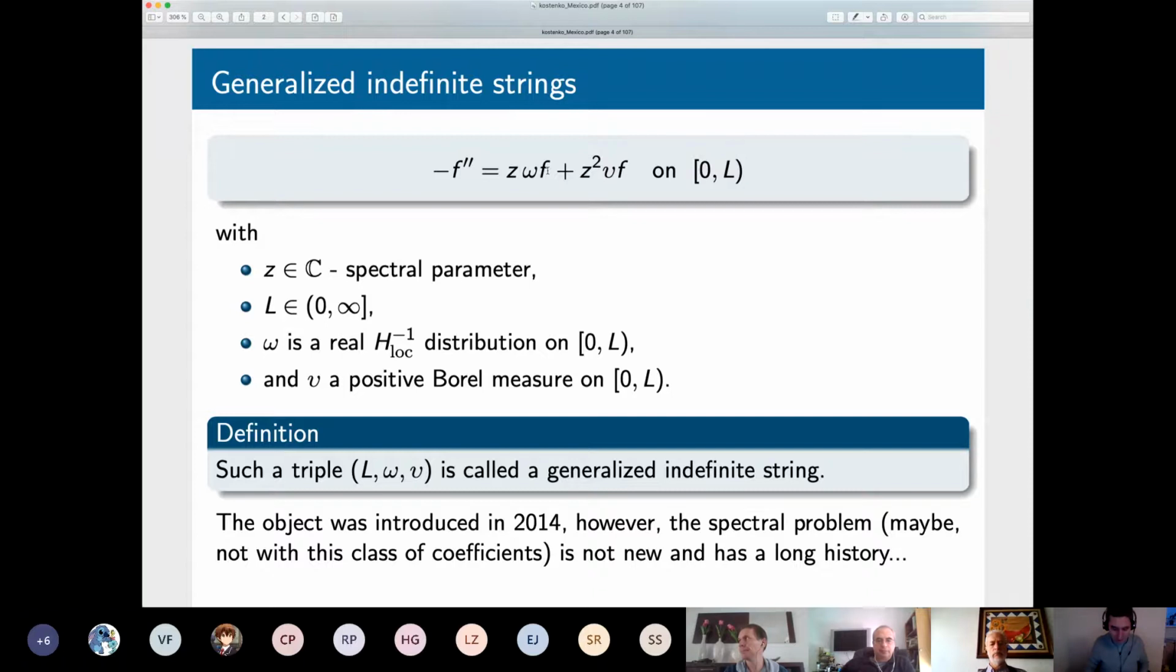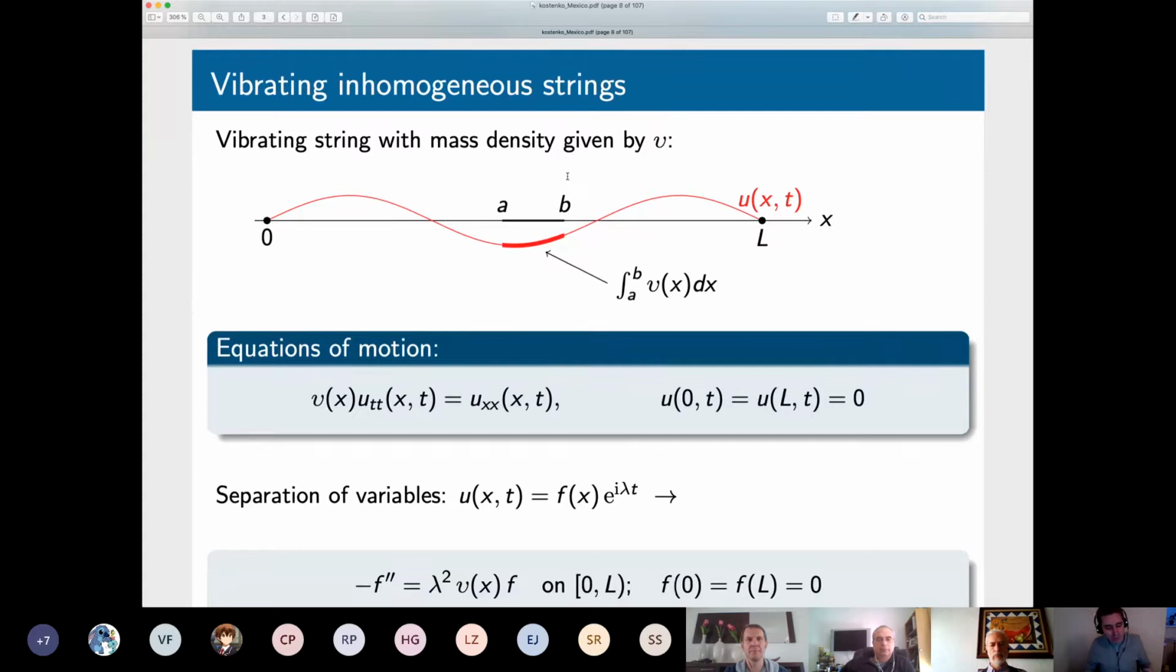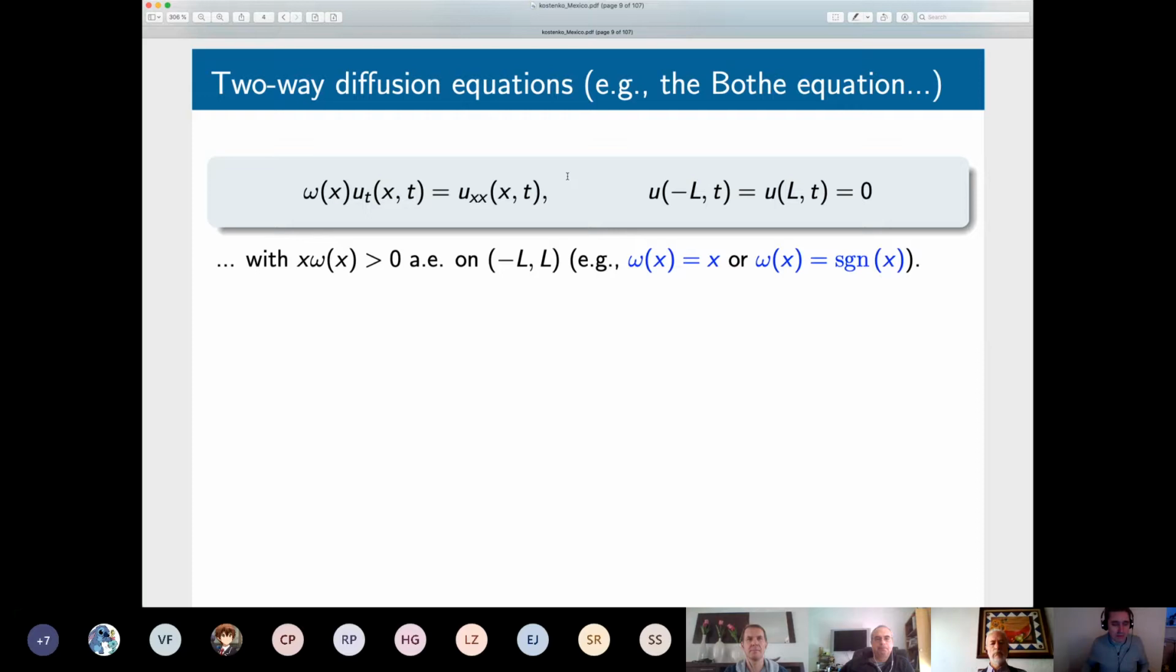I would like to give one more example where this name, indefinite string, is used, not in our notion of generalized indefinite string, but indefinite. There is a very popular object called two-way diffusion equations. That is, we replace the wave equation by a parabolic equation, so there is only one derivative in t instead of two as on the previous slide.